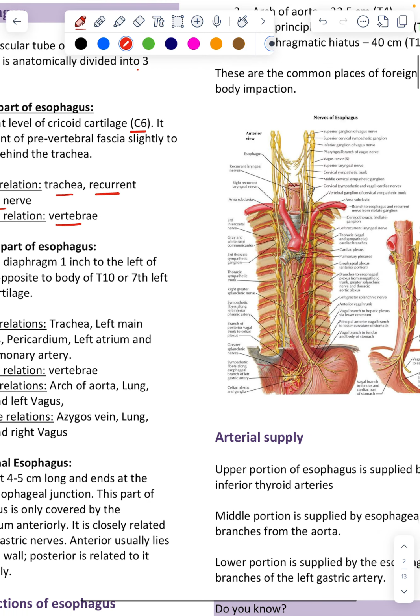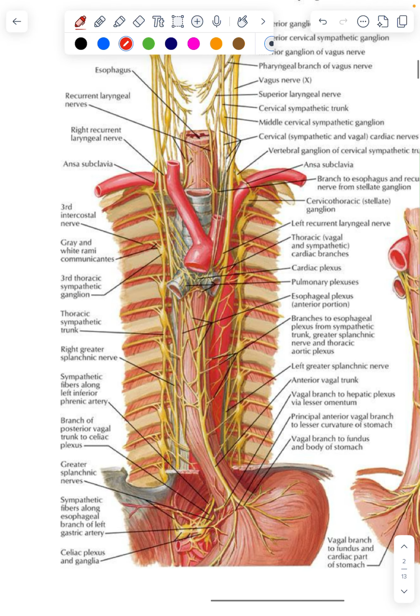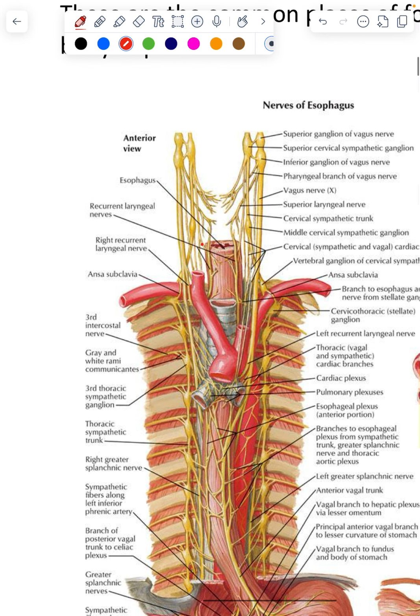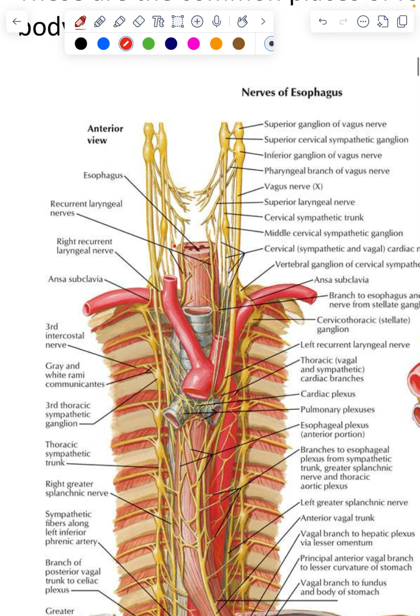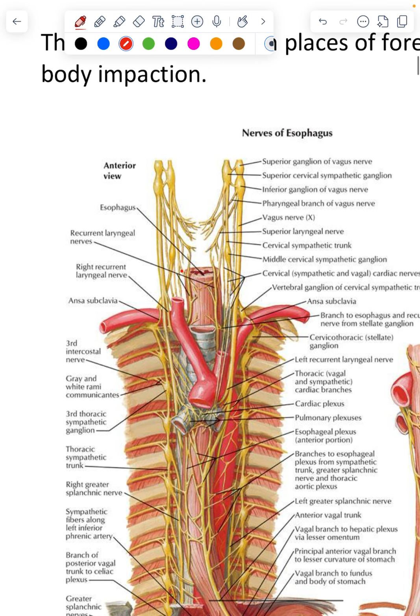You can see this is the esophagus, cervical part. It is starting at this. So the nerves are very much surrounding the esophagus. You can see anteriorly there is trachea. Esophagus is behind. So this is trachea, this is esophagus, this is nerve. You can see recurrent laryngeal nerves. They are in between trachea and esophagus.